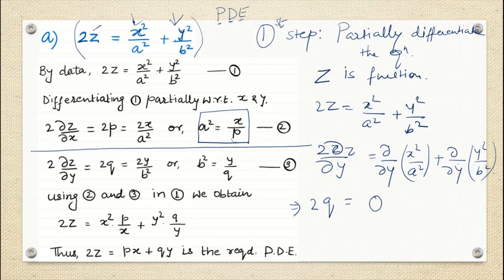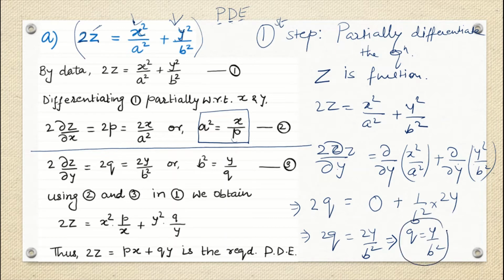Why? Because differentiation of a constant is nothing but 0, plus 1 by b square I am taking outside, and then del by del y of y square will give you how much? 2 into y. Fine, no? So that means this is 2q equals 2y by b square, or this is q equals y by b square. What next I should do? Since I have to eliminate the arbitrary constant, so I'll just write down what is b square. So b square will be y by q. Okay, no? So b square is y by q.